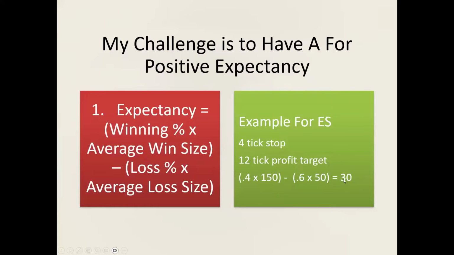All right, so again, we talked about expectancy, and here's a formula that you can follow for expectancy. You take your winning percentage, your percent of winning trades times your average win size. That's going to give you a quantity. You take your loss percentage of losing trades times your average loss size. That'll give you a quantity. Subtract the second quantity from the first. If you come out with a positive number, that means you have a positive expectancy.